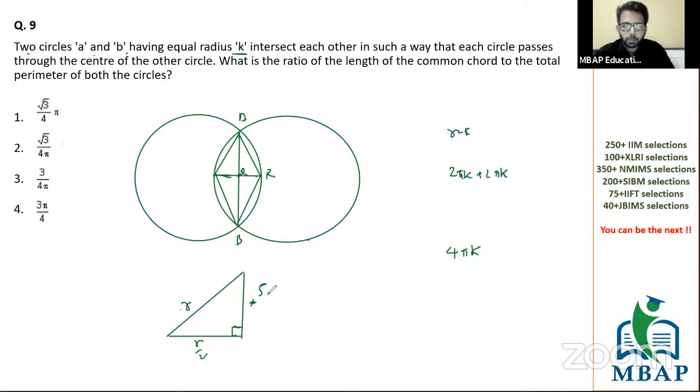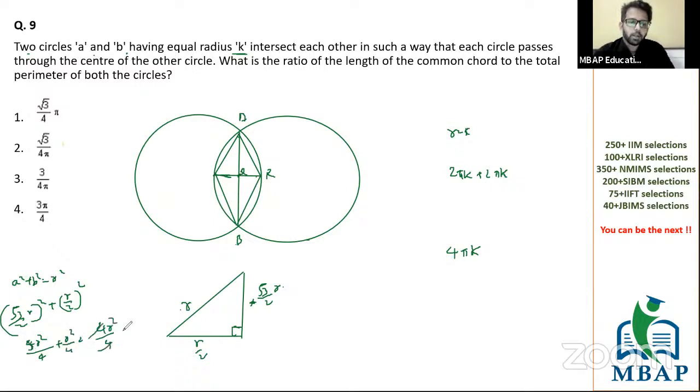Come on. This value would be root 3 by 2 R because of Pythagoras theorem, if you know A square plus B square would be nothing but R square, right? So root 3 by 2 R the whole square plus R by 2 the whole square. If you do it, it will become how much? 3 R square by 4 plus R square by 4 will make the value 4 R square by 4 and the value will become only R square. The root will give you R, right? Which gives you a sense that this length, which is AQ, will be root 3 by 2 R. So the lower part QB should also be root 3 by 2 R.